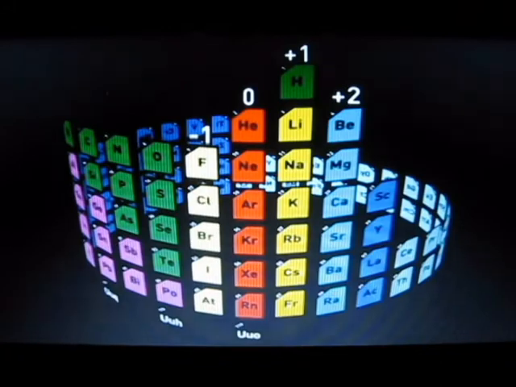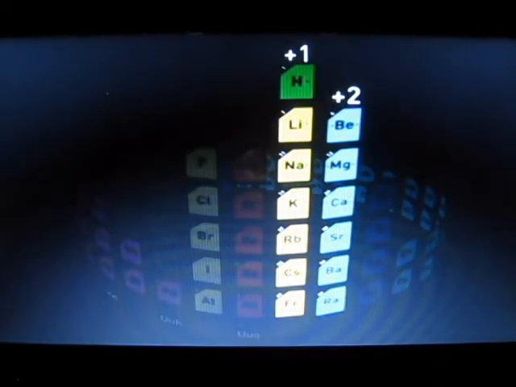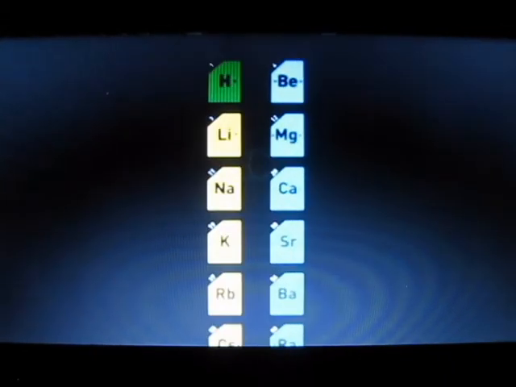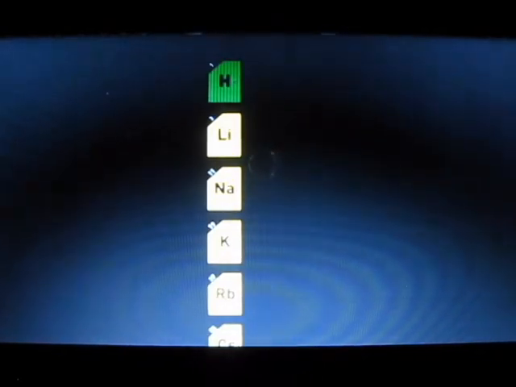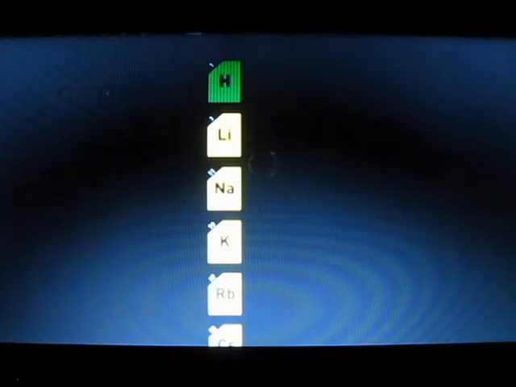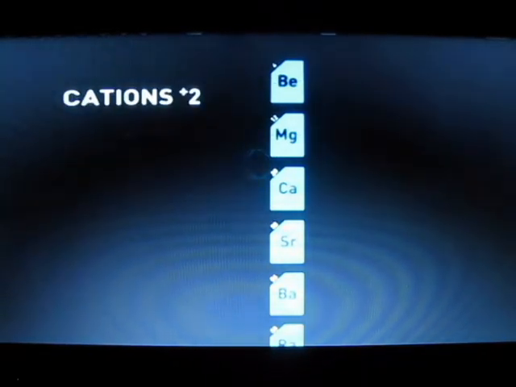On the periodic table, we can see that the metals in Group 1 and Group 2 can lose electrons to get the same number of electrons as the nearest noble gas. Atoms of Group 1 elements can lose one electron, forming cations with a charge of +1. Atoms of Group 2 elements have to lose 2 electrons, forming cations with a charge of +2.